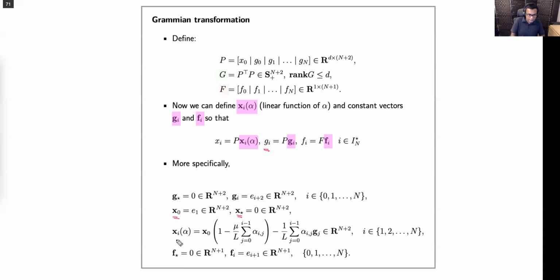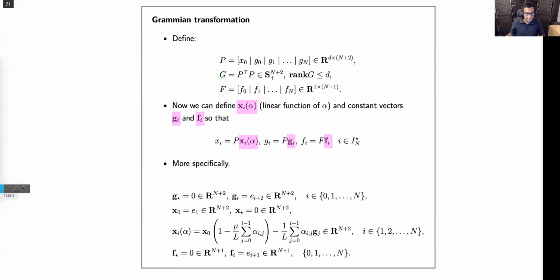One thing to note is that for a known alpha, this xi alpha, if I define it as follows with respect to these bold vectors, bold x naught, and alpha is again our step size, then for a known step size this is also a constant vector, right? And if we multiply xi alpha with P, then we will get back our original points generated by the algorithm. Finally, we have the function values defined as follows: f star equal to 0 and fi equal to e i plus 1. And this satisfies the property that small fi, which is the function value, will be equal to F times this bold fi.